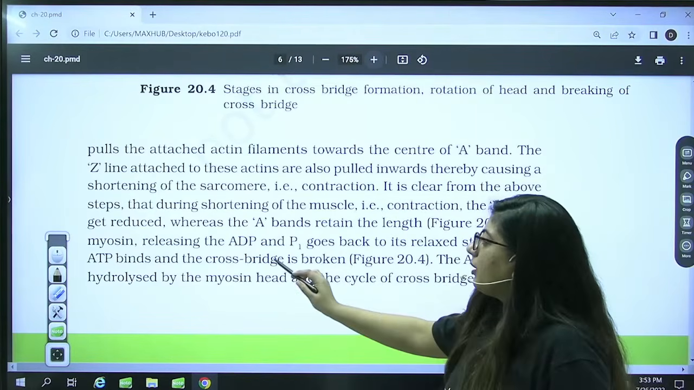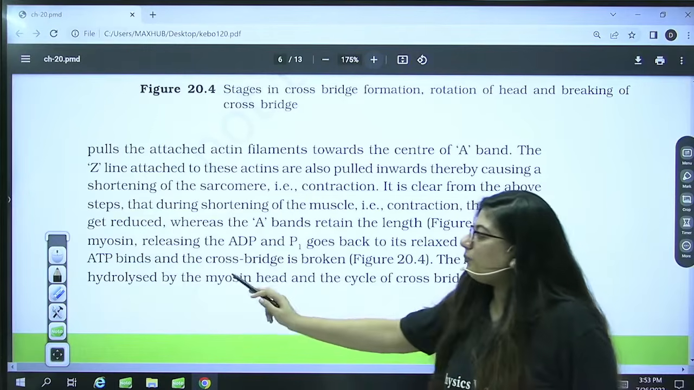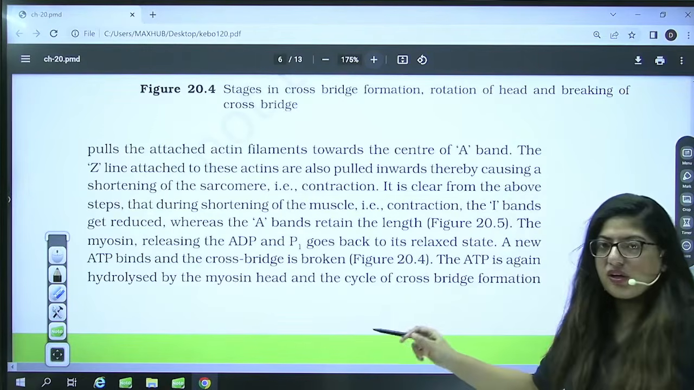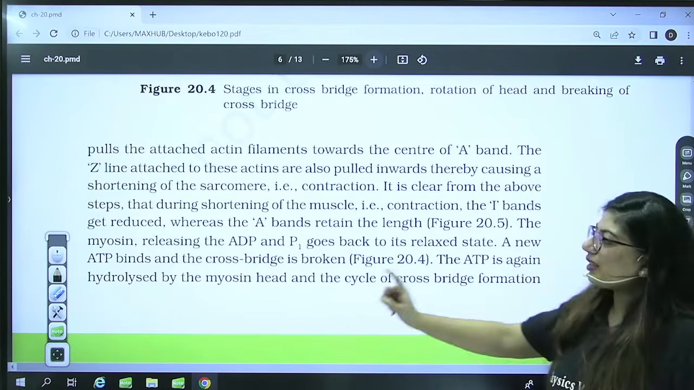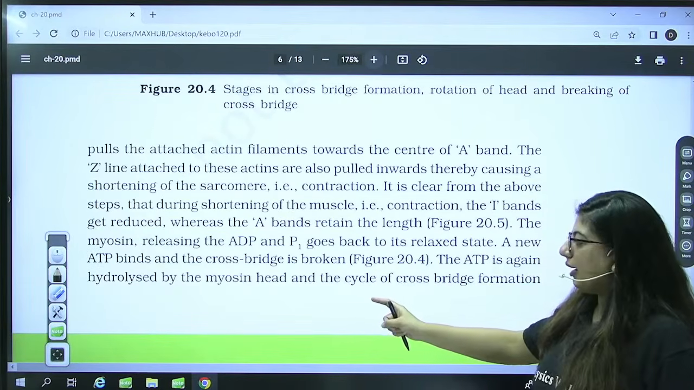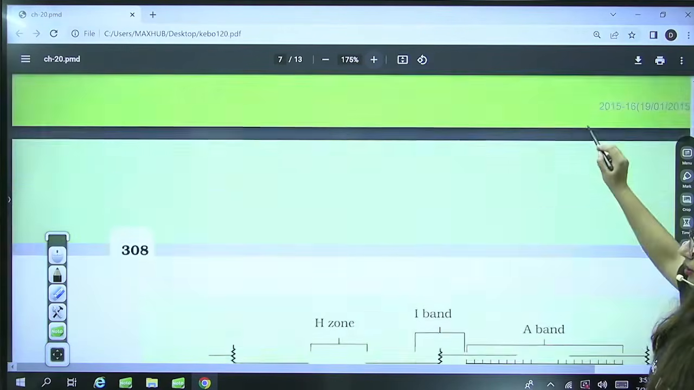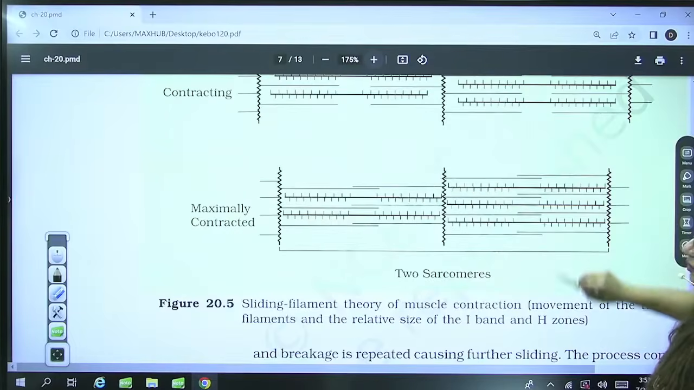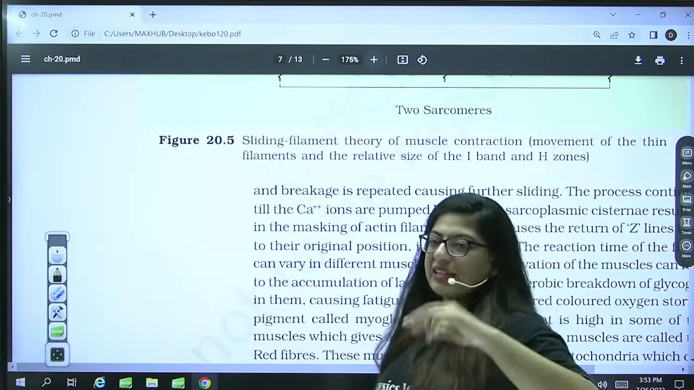The myosin, releasing the ADP and Pi, goes back to its relaxed state. A new ATP binds and the cross bridge is broken. So when the new ATP binds, the cross bridge gets broken down. The ATP is again hydrolyzed by the myosin head and the cycle of cross bridge formation, okay, that's what we have already seen, and breakage is repeated, causing further sliding. So when the new ATP comes, the next cycle will start.